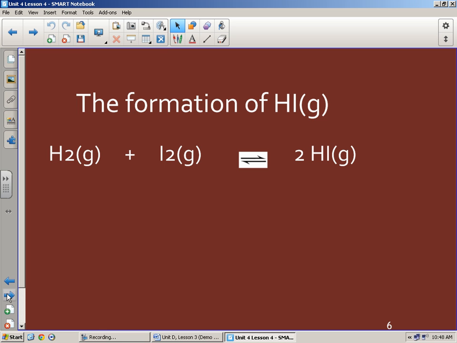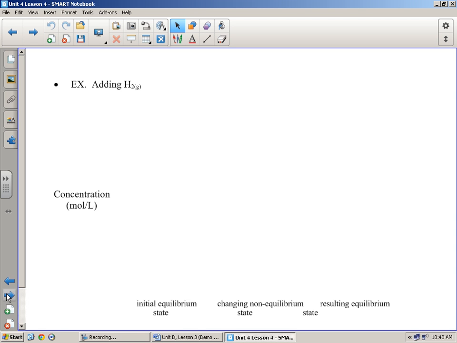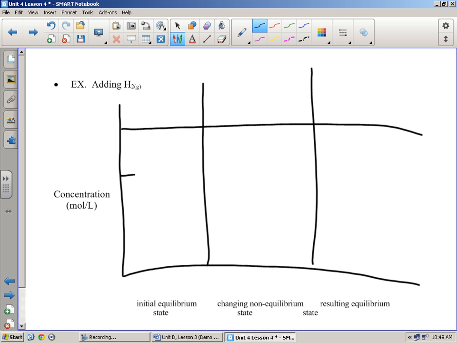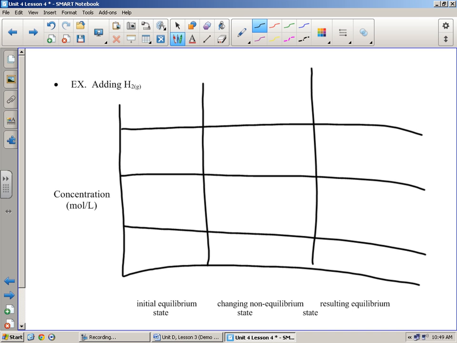So we take a look at this one here, for example. We're going to have some graphs that go with this, and this is the important part coming up. If we look at the formation of HI, this is an equilibrium system: H2 plus I2 gives me 2HI. What's going to happen if I add H2? What is this going to look like? Let's take a look. Just bear with me for a second, I have to put in the stuff that you have there. This didn't all transfer over. Okay, so we had some H2, I2 it says on yours, and some HI gas.